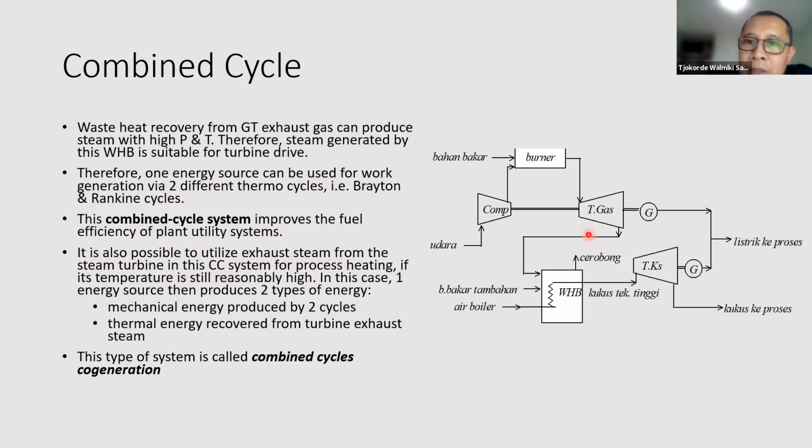So in some cases, even the steam exiting the steam turbine here is still at sufficiently high temperature that we can use it for process heating, if the temperature is still reasonably high. So in this case, one energy source produces two types of energy using two cycles. Mechanical energy produced by both cycles, the Brayton cycle and the Rankine cycle, and then we also have thermal energy recovered from the turbine exhaust steam from this one here. This is called combined cycle cogeneration, quite simply.